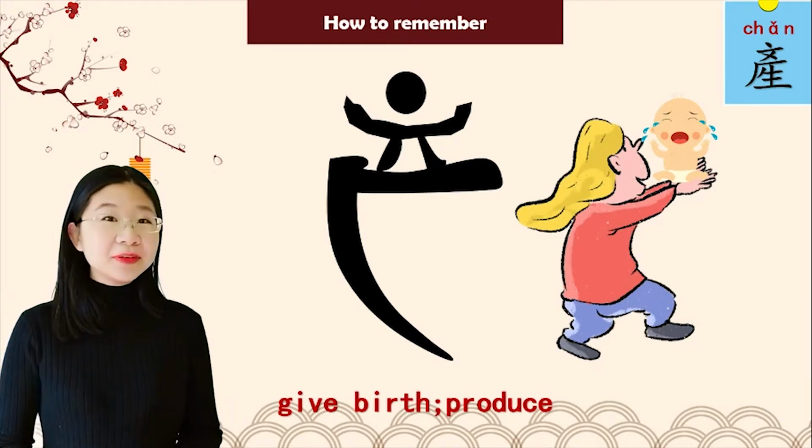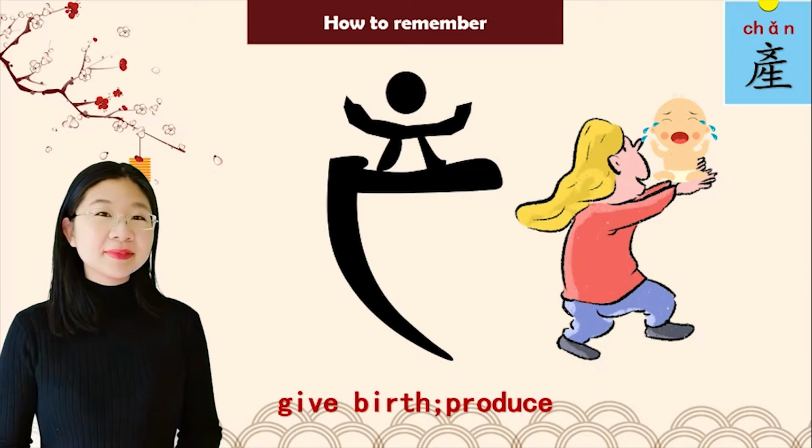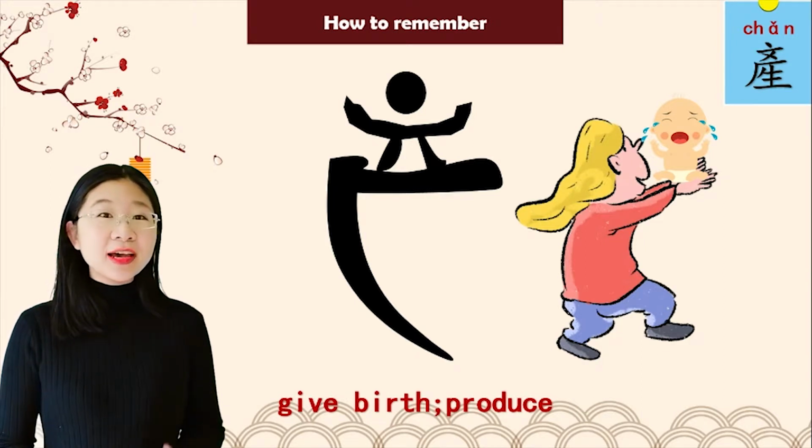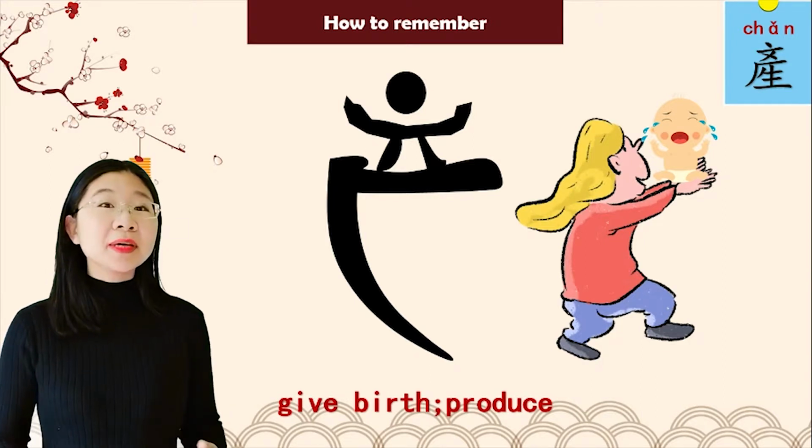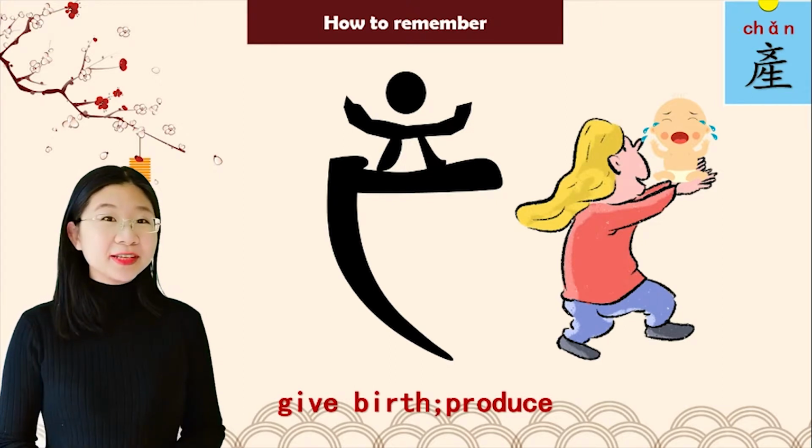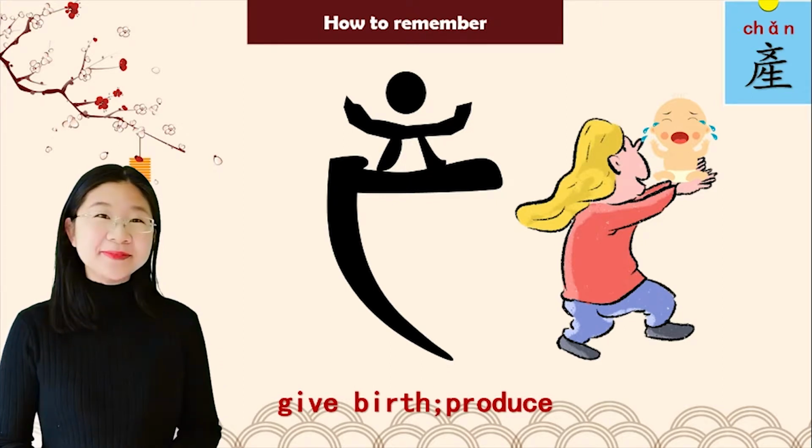Actually, 产 have the meaning of give birth and produce. So it have the sense of something coming out. So apparently the baby is coming out from the woman.